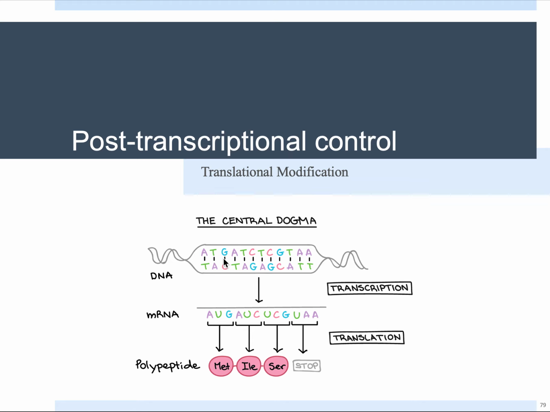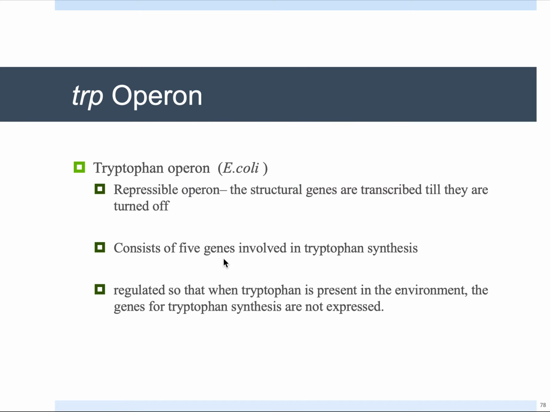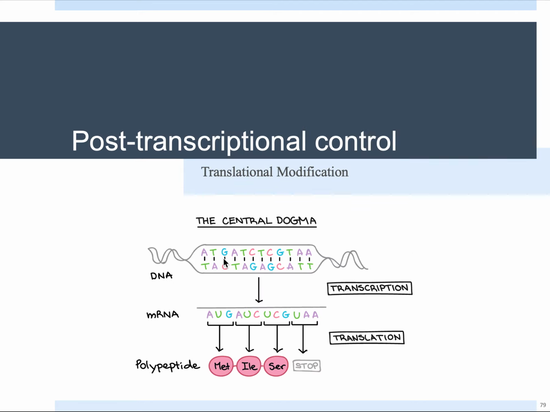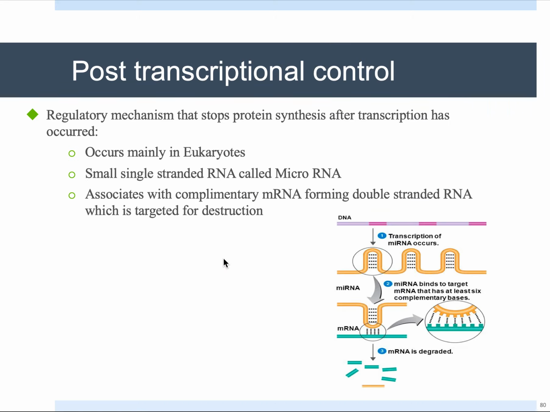Now, for the trp operon and the lac operon, the goal is to prevent the synthesis of messenger RNA. But if the messenger RNA is already synthesized, there are still modifications that can be made. And so there's post-transcriptional control. The cell synthesizes the messenger RNA and realizes that it doesn't really need it any longer.